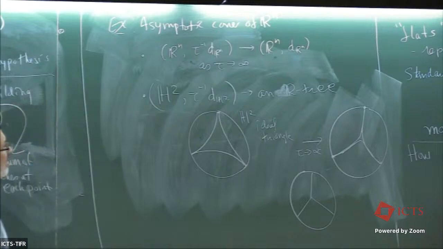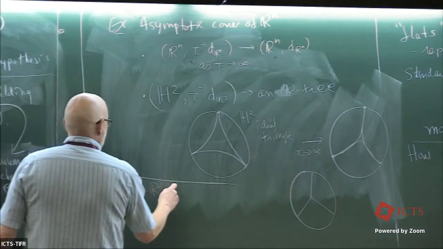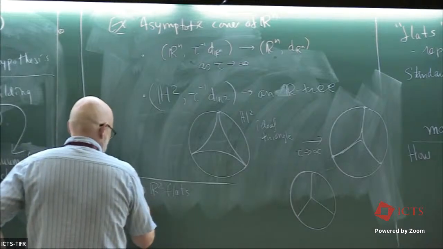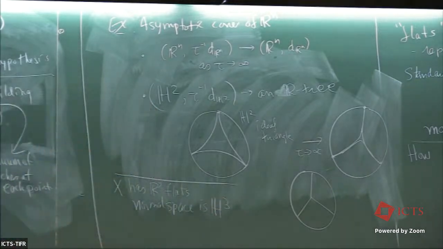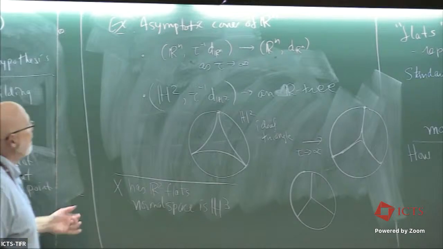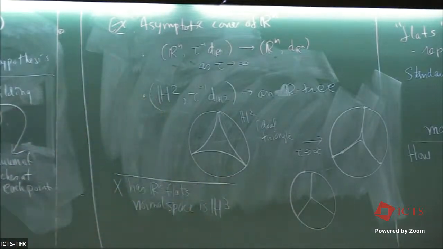And so this space X has R2 flats, it's rank 2, but the normal space is an H3. So normal to each flat at each point, there's an H3 in our space. And so we get a combination of both of these behaviors. The flats are going to survive, and these things are going to have this sort of behavior. What's going on here is we're going to have a bunch of copies of R2. It respects the structure of the group. It's going to be this T, and then those are going to be glued together with respect to the affine Weyl group.